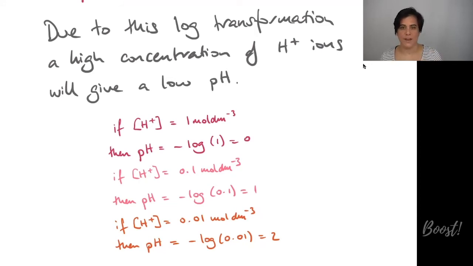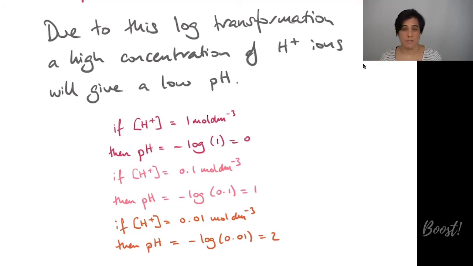And that's why the stronger the acid, the lower the pH, which might be a little bit confusing when you start, but you hopefully have become used to the idea by now that low pH means a strong acid. Effectively, the stronger the acid, the higher the concentration of H+ ions in the solution. So for example, if the H+ concentration is 1 mole per decimeter cubed, then putting it into that log transformation, minus log of 1 equals 0.